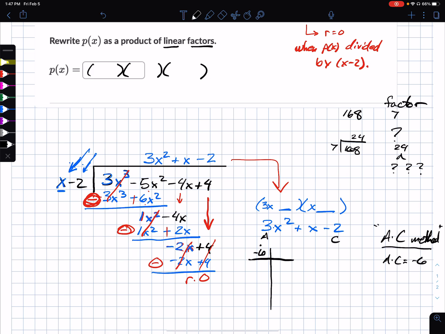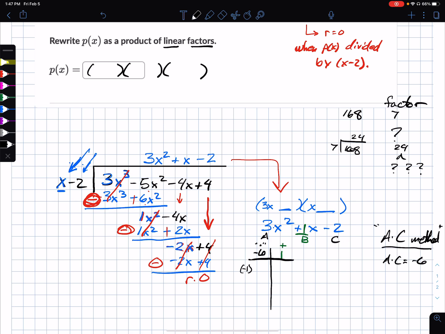And we're going to look for the factors, things that multiply to -6. But we're also going to sift through these values with the b value in mind, which is +1. It's the coefficient on that linear x. So we want to know what factors of -6 add up to +1. Okay, so we can start listing these out.